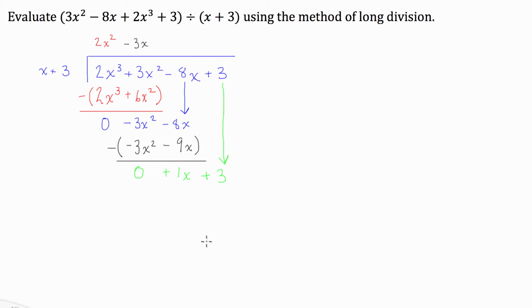And then we're going to go, okay, 1x divided by x is equal to 1. Then we're going to multiply. So we've got 1 times x is 1x. 1 times 3 is 3. And we're going to subtract this away. So 1x take 1x is 0. 3 take 3 is 0.